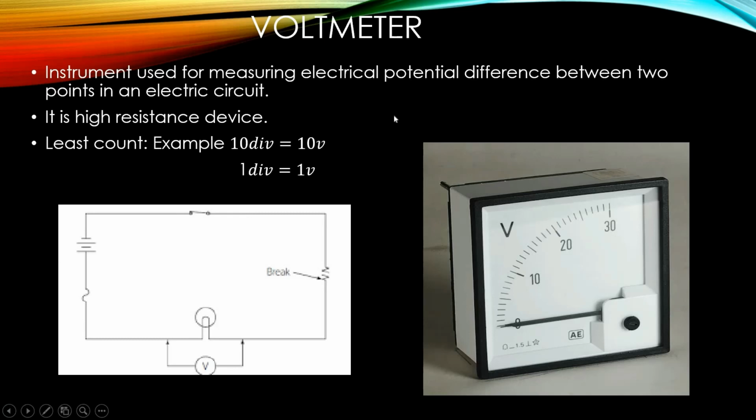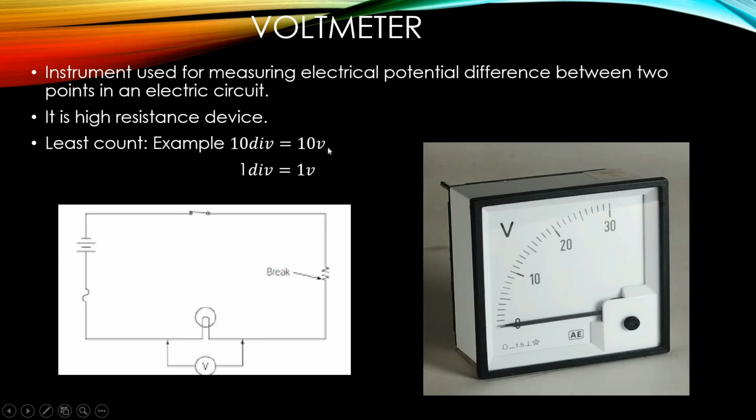To find the least count, the number of divisions between 2 points equals 10 volts. In the figure, 0 is the first point and 10 is the second point. Between 0 and 10 there are 10 divisions. 10 divisions represent 10 volts. So 1 division will represent 1 volt. Its least count is 1.